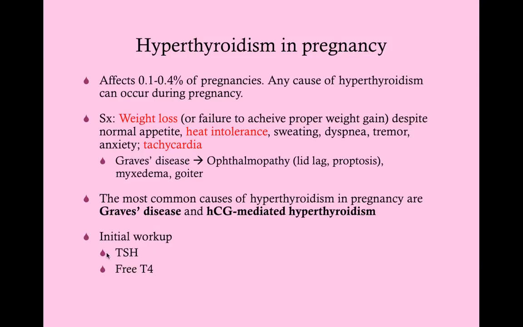Our initial workup is going to be a TSH and a free T4. This should be your basic workup on anybody who you're suspecting hyperthyroidism. And what do we expect to see? Low or undetectable TSH and a high free T4. And all this is telling you is that the thyroid is acting independently of the anterior pituitary and is secreting excess thyroid hormone.